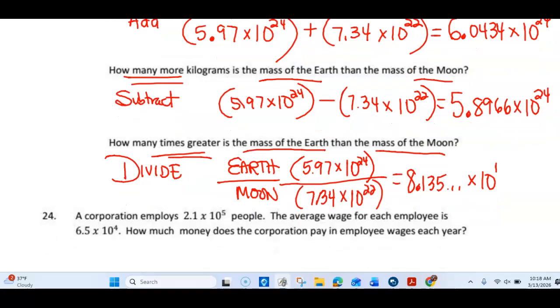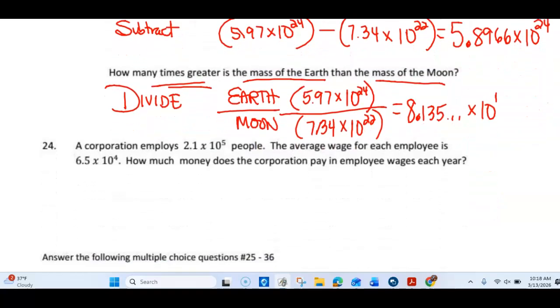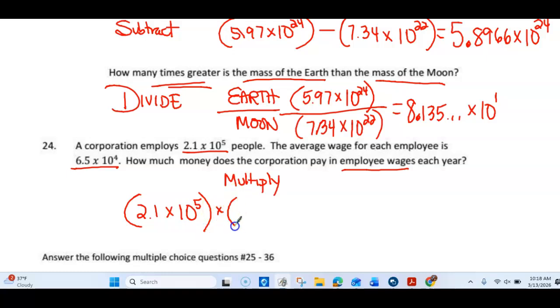The last word problem here, before we do some multiple choice: a corporation employs this many people, and the average wage for each employee is this, and how much do they pay all the employees? You're going to multiply. Each person receives that. So this one, 2.1 times 10 to the 5th times 6.5 times 10 to the 4th. Use your parentheses. This is 1.365 times 10 to the 10th.